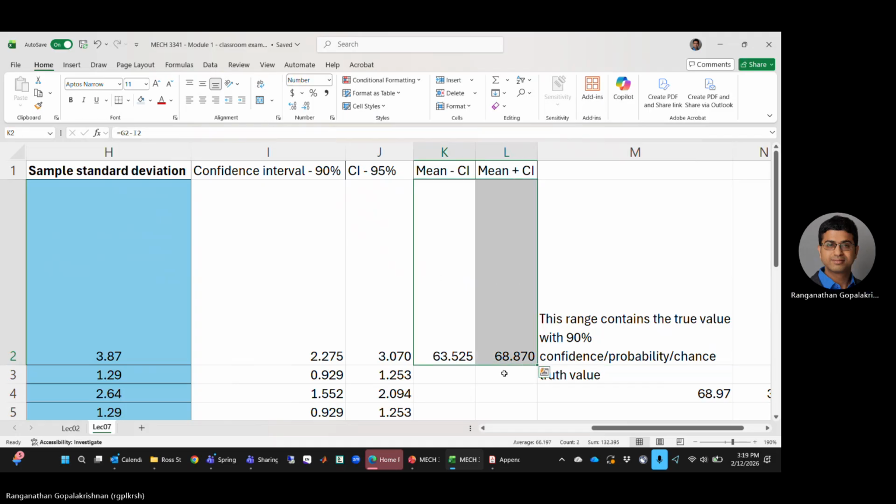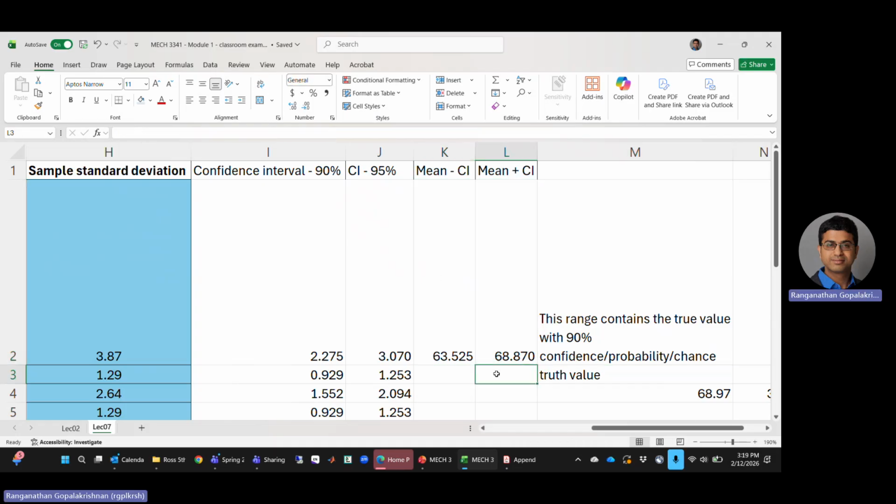Okay. This range contains the true value with 90% probability or chance. Now is the moment of truth. In this group, hey, Jonathan, you have that Excel sheet, right? Yeah. So you're going to answer this and we are going to check if all this theory holds up.